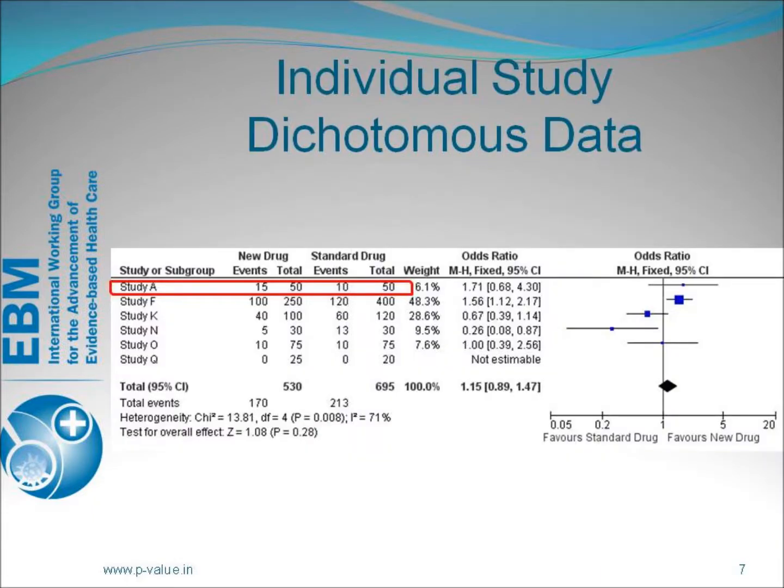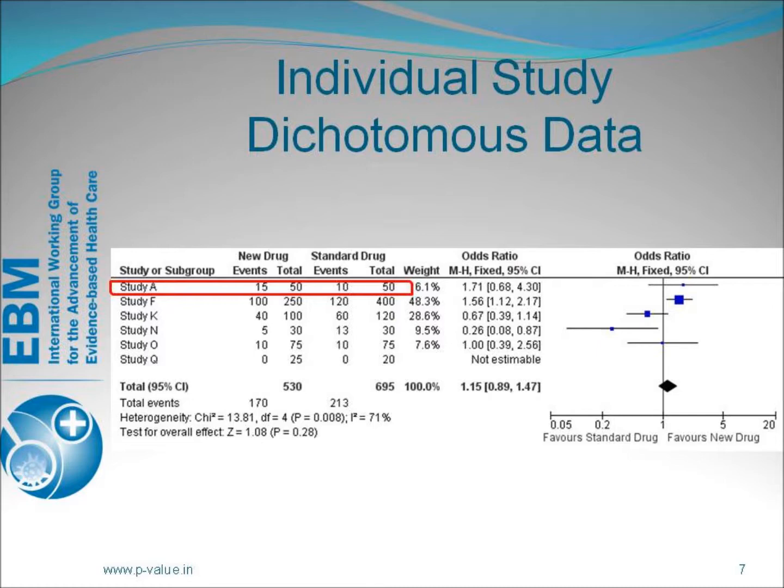Now let us actually get into a forest plot and understand what they represent. A forest plot has two components: the table on the left hand side and a graph on the right hand side. Let us start from the left hand side along the details of study 1. In the new drug group, 15 out of 50 subjects were cured as compared to 10 out of 50 in the standard drug group.